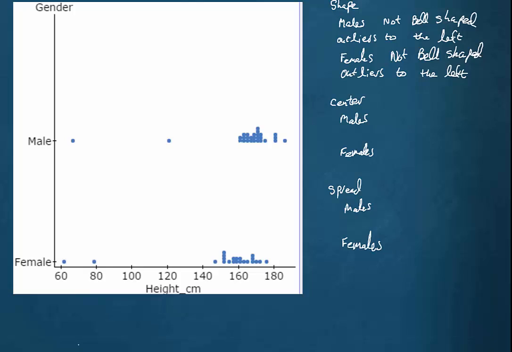The center, again, it appears that the males are centered maybe right around the 170 centimeter range. The females appear to be centered maybe right around just above the 160 centimeter range. The males appear to have a bit less spread in the data set. So when I compare these two data sets and talk about their spread, I think that I might say that the females appear to have a larger standard deviation than the males.